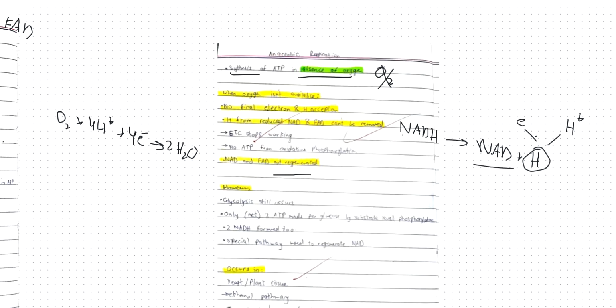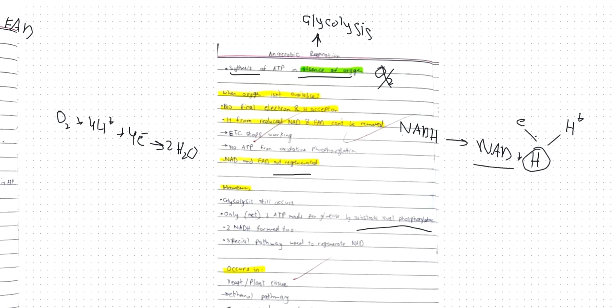However, glycolysis will still take place and you'll get net 2 ATP per glucose molecule. So anaerobic respiration is basically glycolysis taking place. And this is called substrate level phosphorylation. Oxidative phosphorylation is where oxygen is needed. Substrate level phosphorylation, you don't need oxygen. So oxygen is no longer needed here.